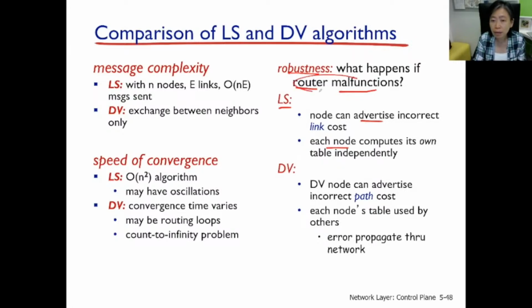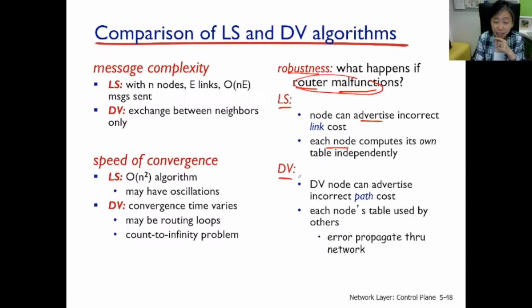But once the malfunctioning goes away, the link state report will be corrected, and quickly each router will be calculating the shortest path based on the correct link state report. So the time you expect the network to recover from the router malfunctioning is acceptable in link state.